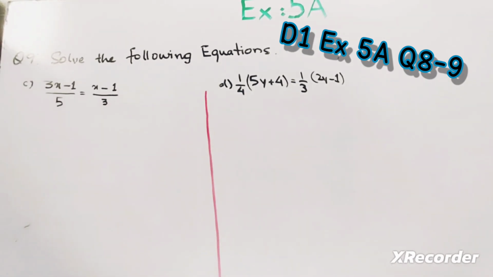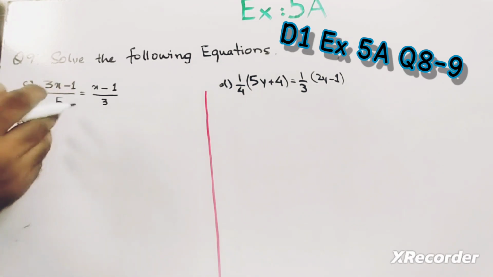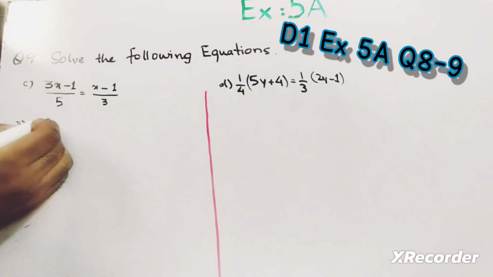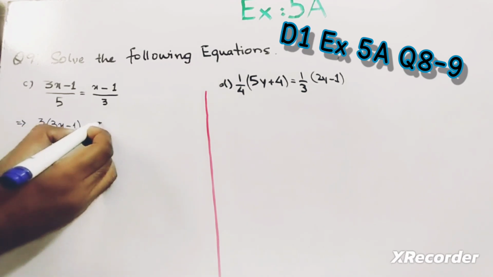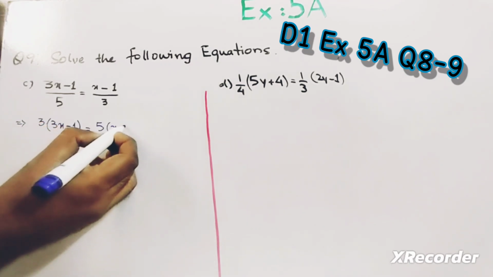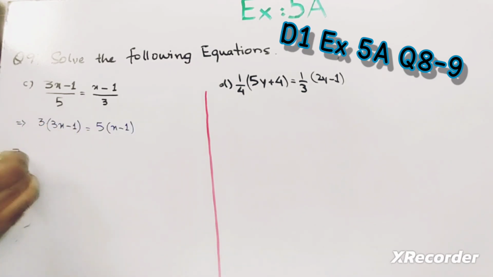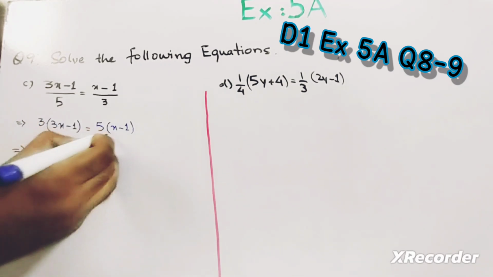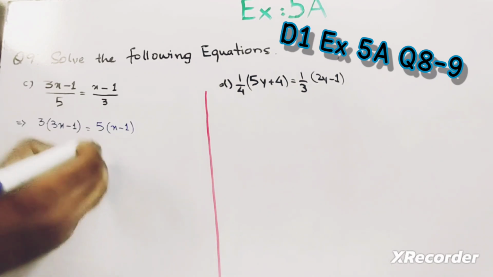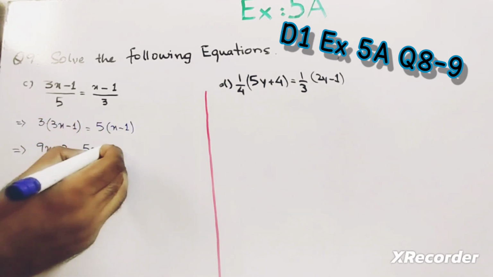Now let's move to part C: (3x minus 1) upon 5 is equal to (x minus 1) upon 3. Let's start. Cross multiply. So we get 3 times (3x minus 1) is equal to 5 multiplied with (x minus 1). Now by opening the bracket, 3 times 3 is 9x, plus minus minus 3 times 1 is 3, is equal to 5 times x is 5x, plus minus minus 5 times 1 is 5.